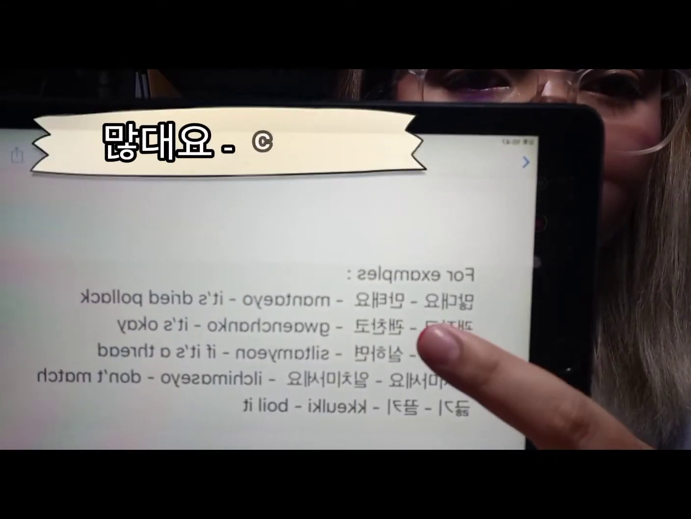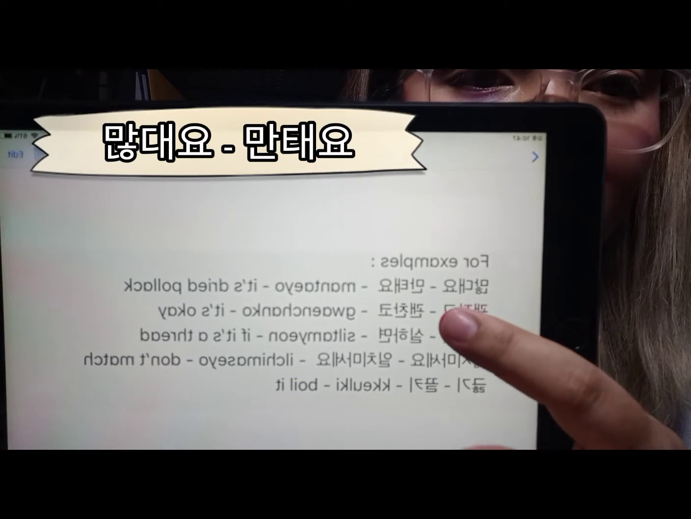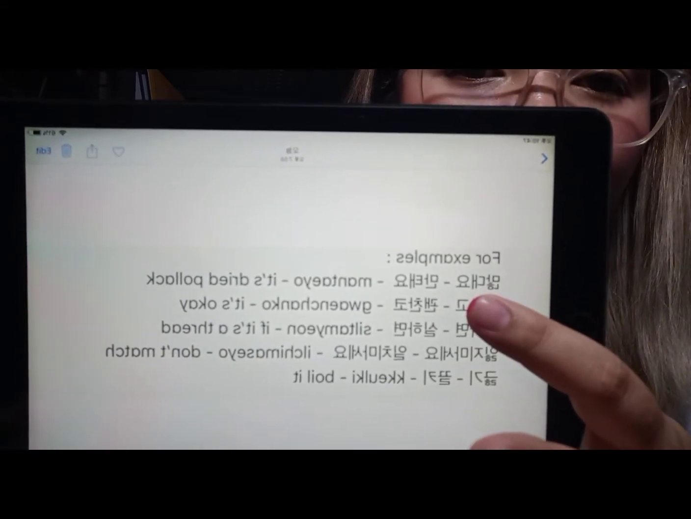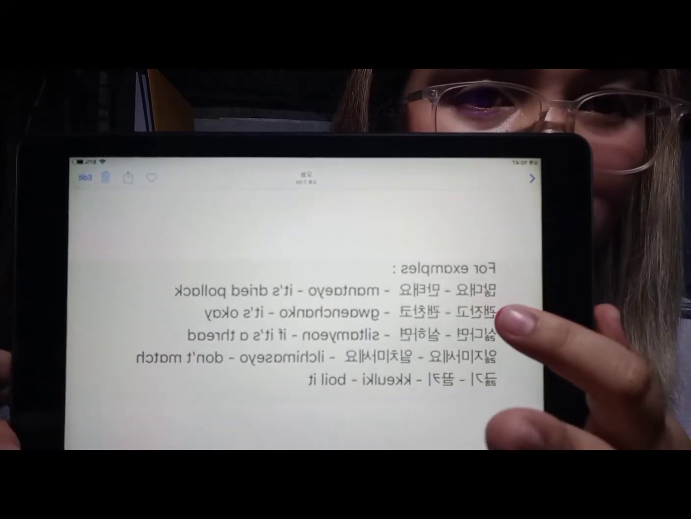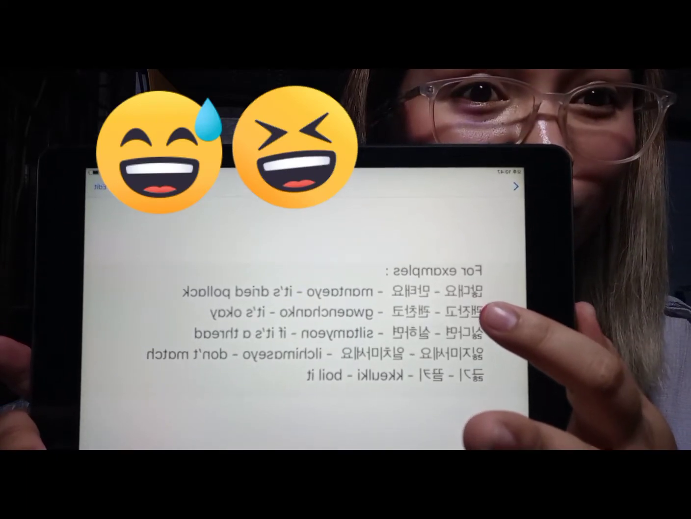So, for example, Manteo. It's dried pollock in English. Kung mali po yun, please correct me.